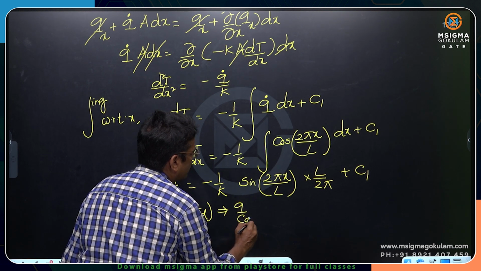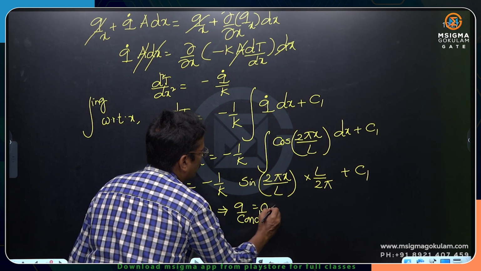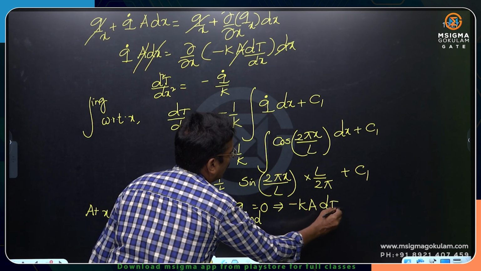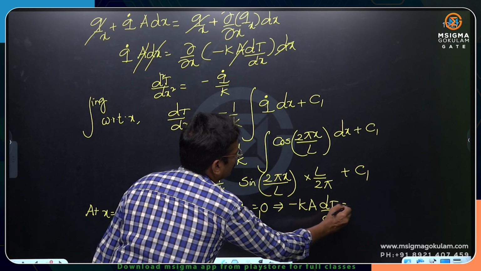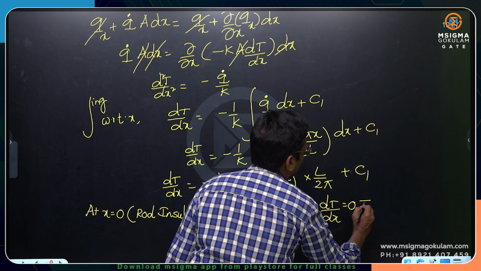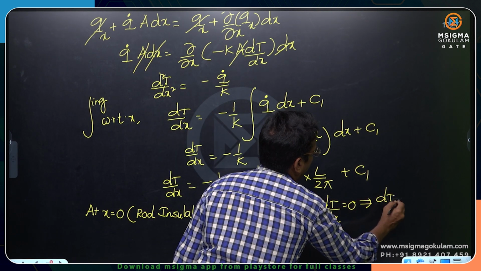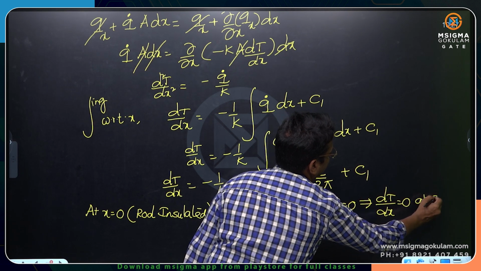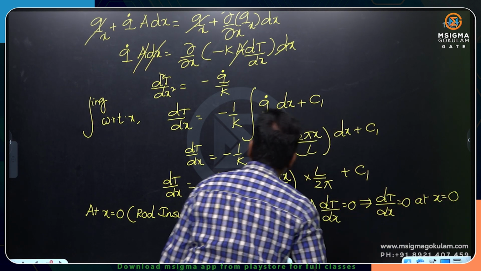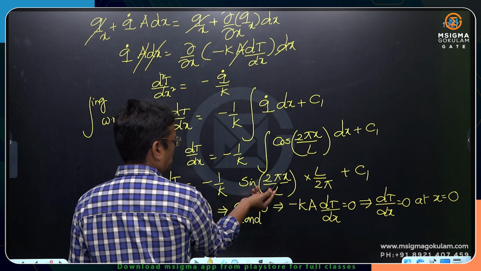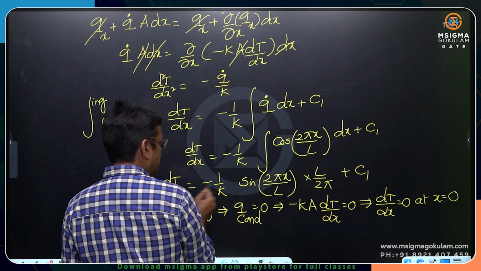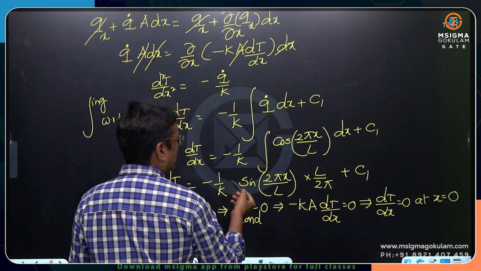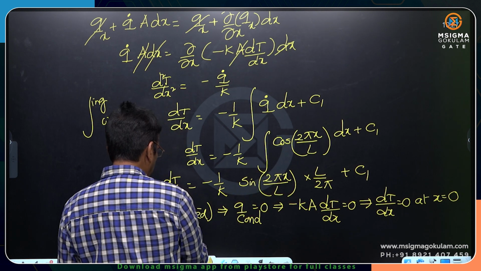When Q conduction is 0, Q conducted is equal to 0, minus kA dT by dx is equal to 0, implies dT by dx is equal to 0 at x is equal to 0. That means if we substitute x is equal to 0, sin 0 is 0, so all this will vanish and dT by dx is 0.